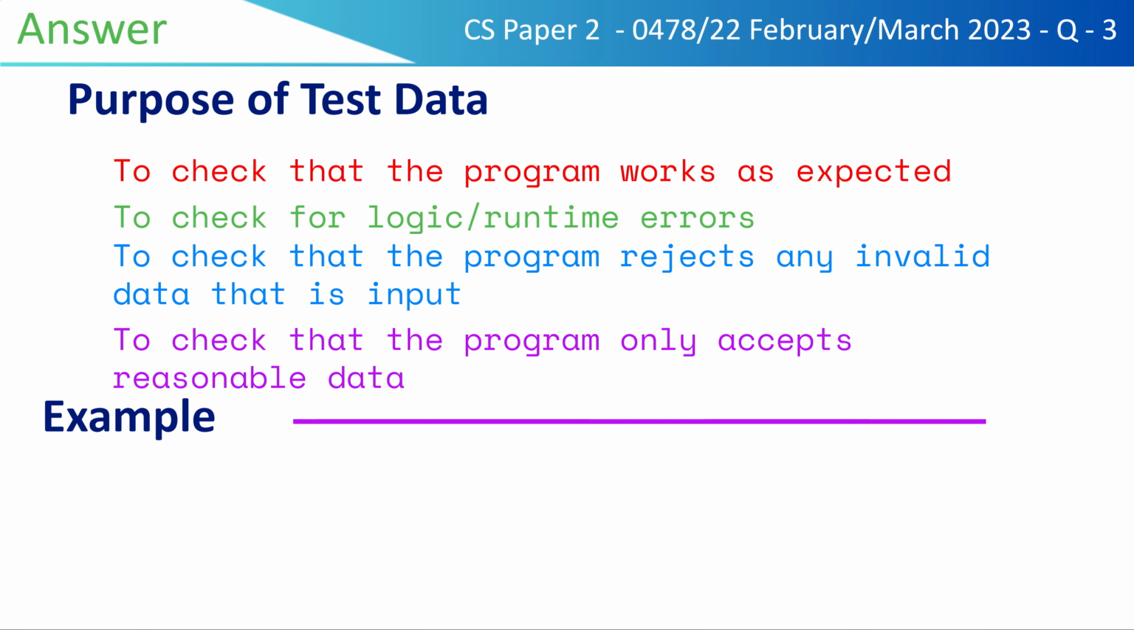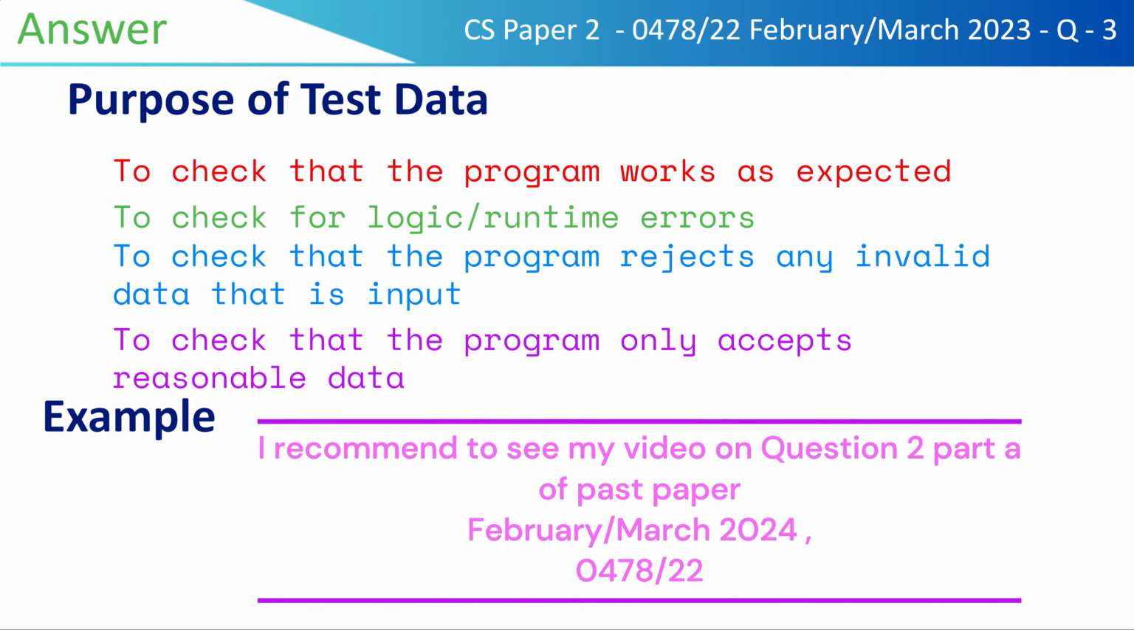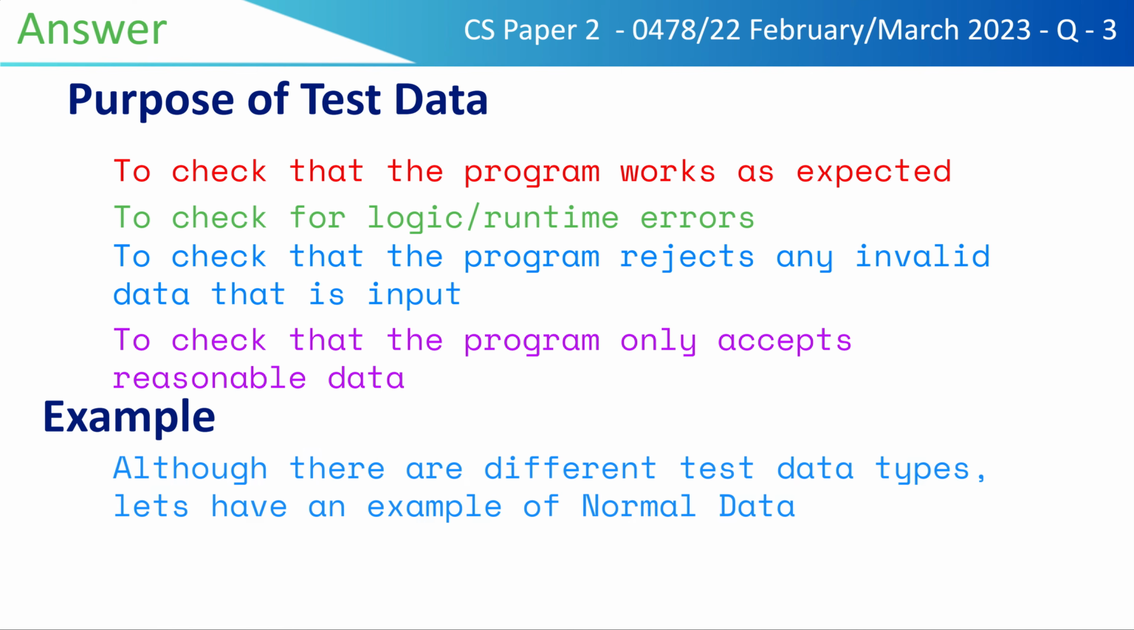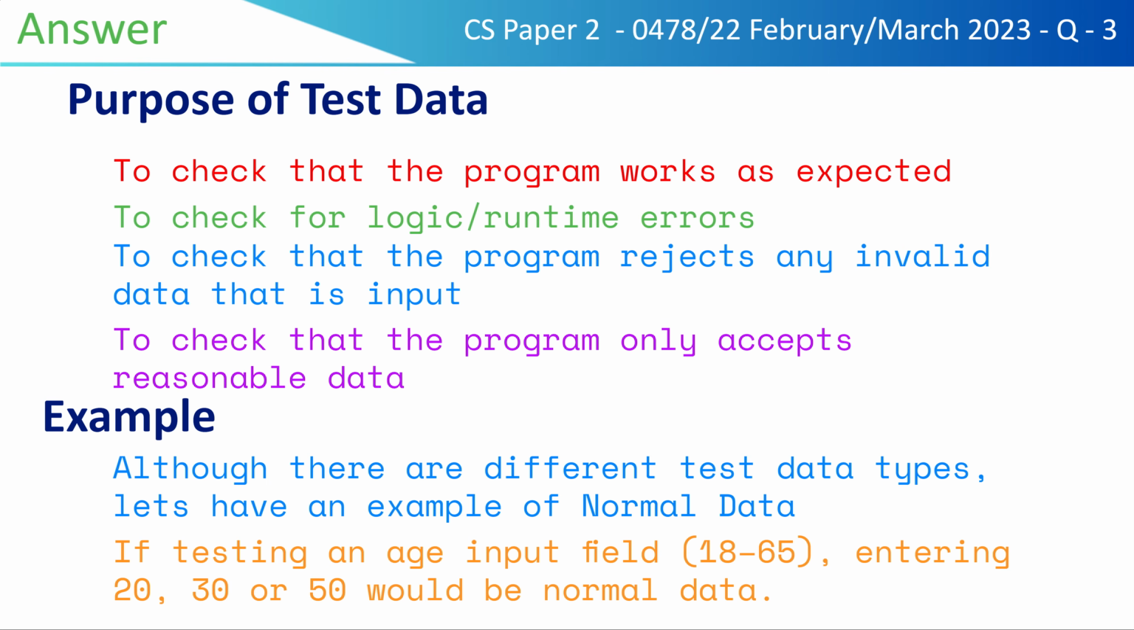For the second part of the question where we need to give an example of any one of the test data types, I recommend you to see my video on question 2 part A of past paper February-March 2024, 0478/22. Although there are different test data types, let's have an example of normal data. If testing an age input field with a range of 18 to 65, entering 20, 30, or 50 would be normal data, and it will confirm that the code is working correctly for normal test data. Great! We have completely answered the question to get maximum marks.